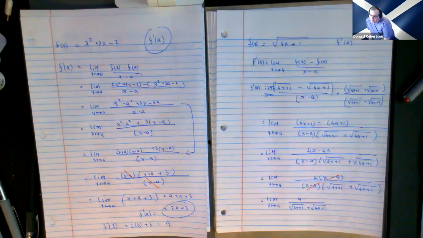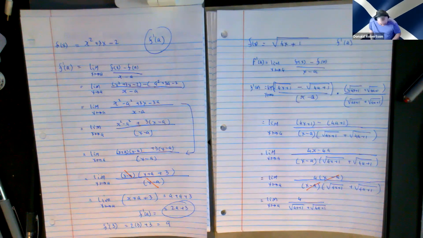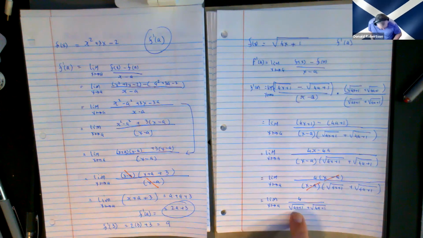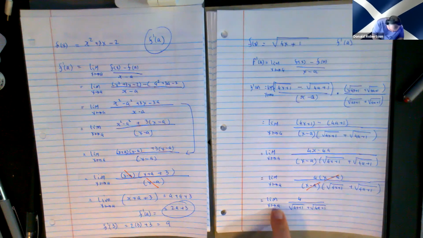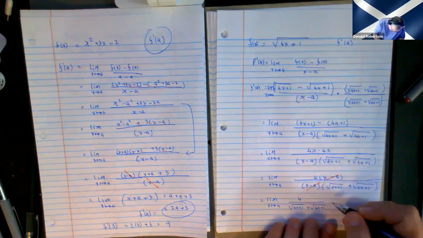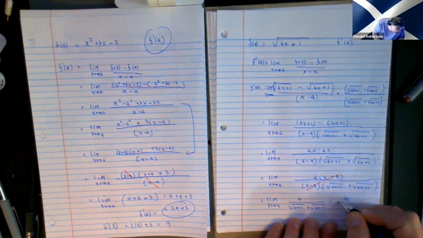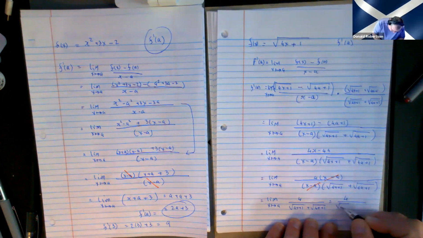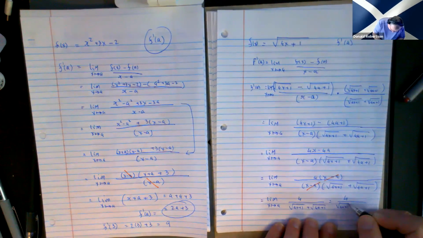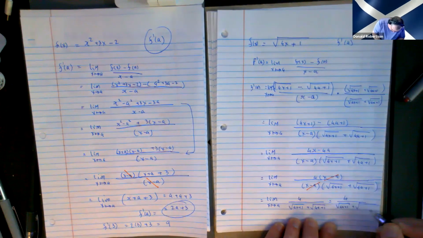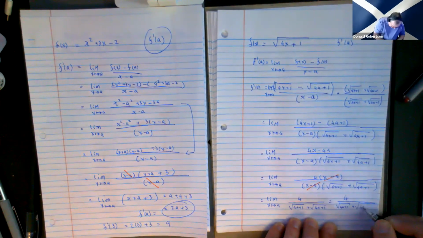Now, you know how this is going to finish. Aren't you just going to replace the x with a and tidy it up? So we're going to replace this x with a. That's essentially just evaluate. And that's going to get me the square root of 4a plus 1, plus the square root of 4a plus 1.